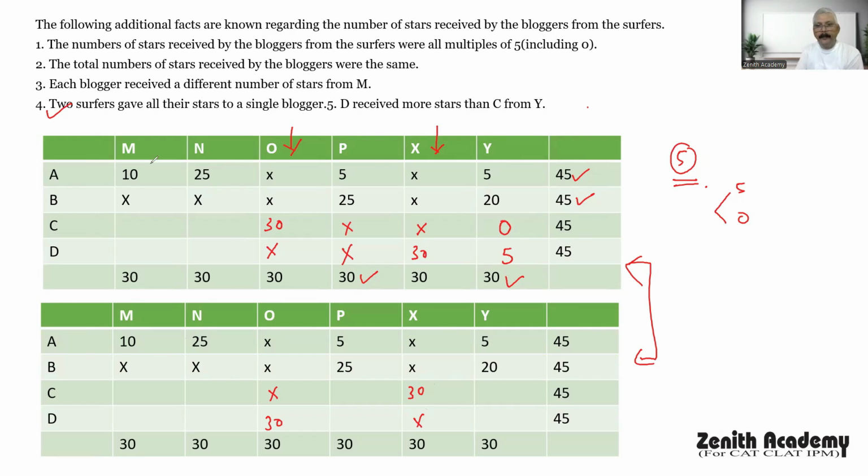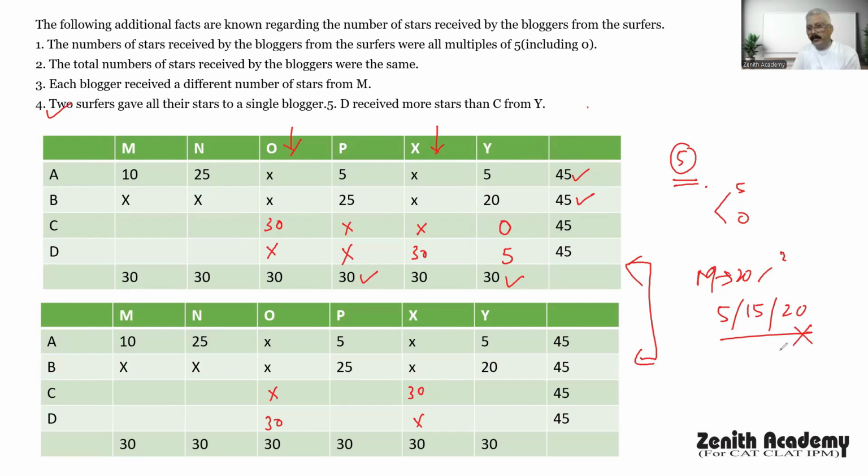Now say M, 10 stars given to A, 20 is with black. So M can distribute 20 stars between C and D, like 5, 15, or 20. Because 10 is given to A, and M, each blogger received a different number of stars from it.